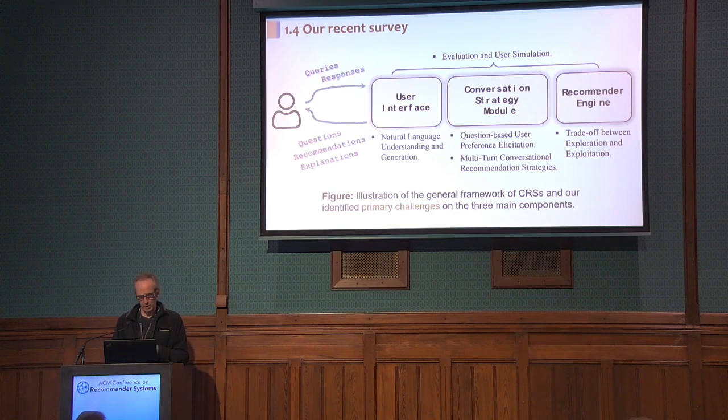The challenges that we'll be addressing, those five challenges, are placed around these three main boxes: natural language understanding, preference elicitation, multi-turn recommendation strategies, trading off exploration and exploitation, and then that bullet at the top, evaluation and simulation. And so those are the five challenges, and what I'd like to do now is devote one slide to each of those challenges, and then after that I'll hand over to Wenqiang, who will jump into the first of the five challenges.